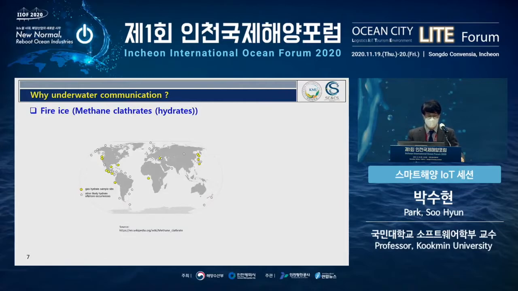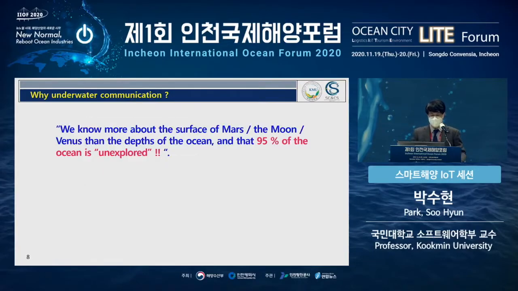This figure shows the fire ice. This is called methane hydrate, which means some kind of solid methane. It is located under the East Sea. Maybe somebody says Dokdo. Actually, Dokdo is a big issue, because Japan would like to find and capture the fire ice under Dokdo.